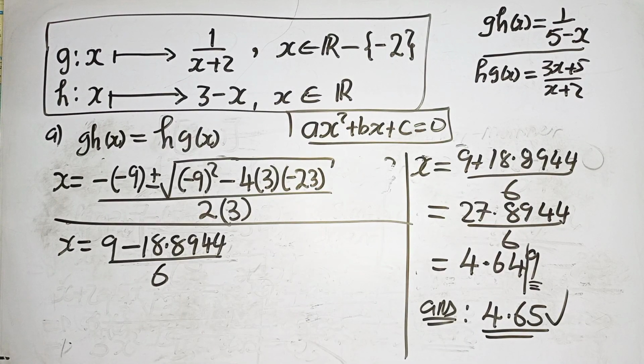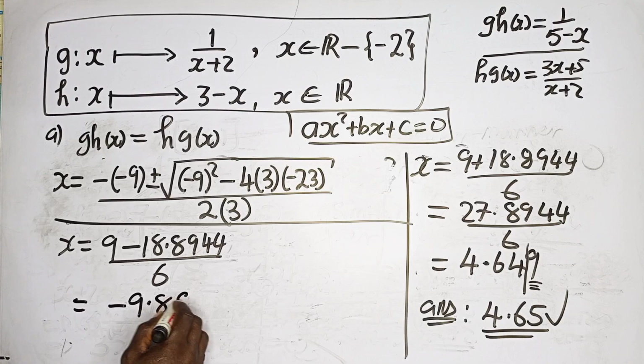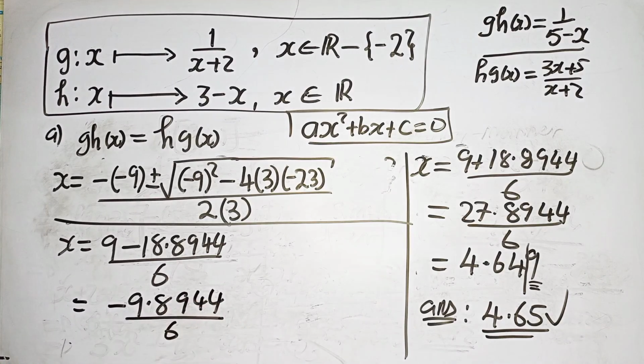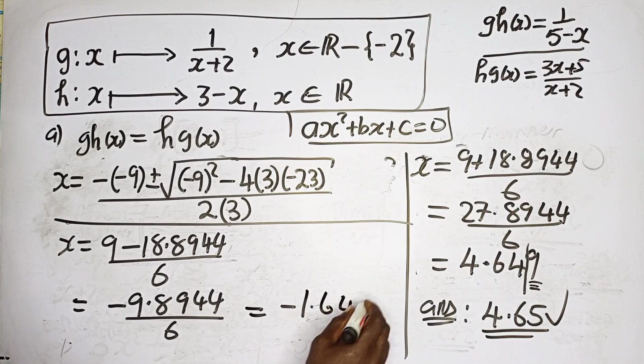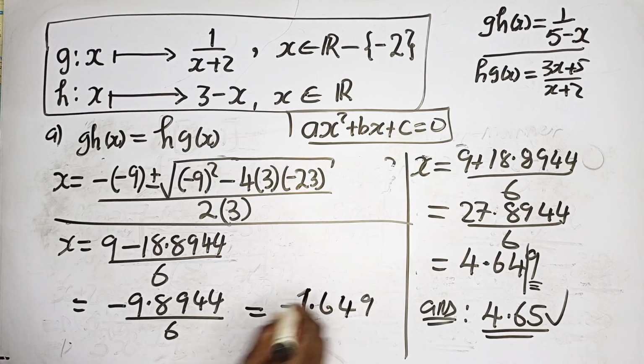All right, let's do the calculation. 9 minus 18.8944, we got negative 9.8944 divided by 6. So let's divide by 6. That gives us negative 1.649. Okay, so our next answer is negative 1.649.